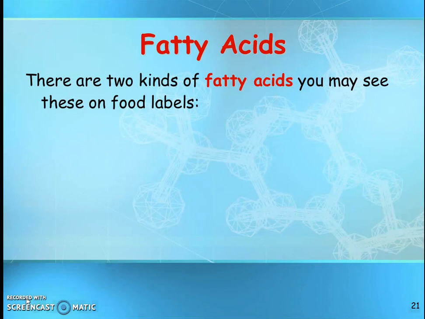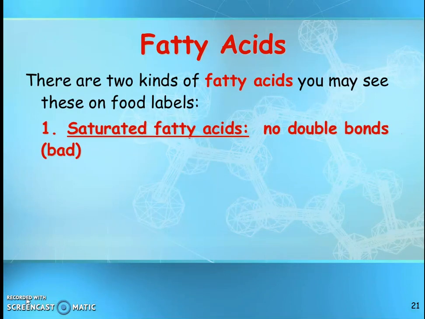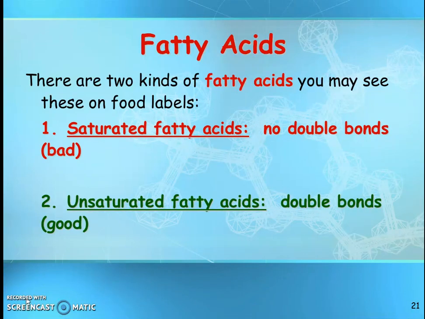There are 2 kinds of fatty acids, and you can find those on food labels. One is saturated fatty acids, which have no double bonds, and if you look at the structure, they are straight. The other is unsaturated fatty acids, which have double bonds. When you look at food labels, you will see saturated fats, which are normally solid at room temperature and mostly come from animal sources such as beef, poultry, whole fat milk, cheese, and butter.